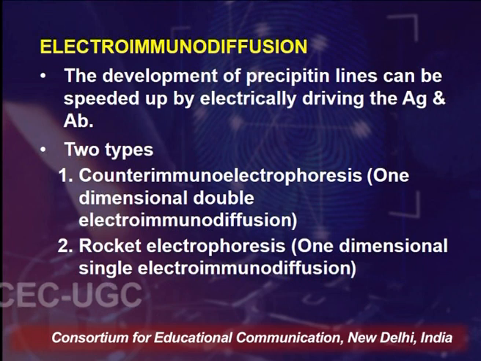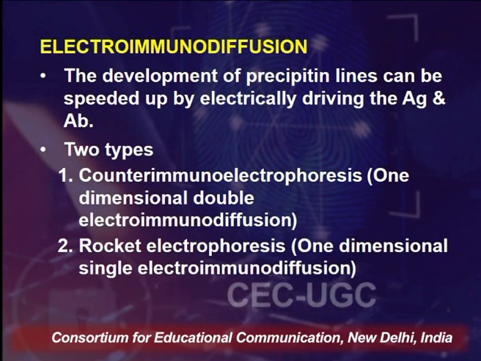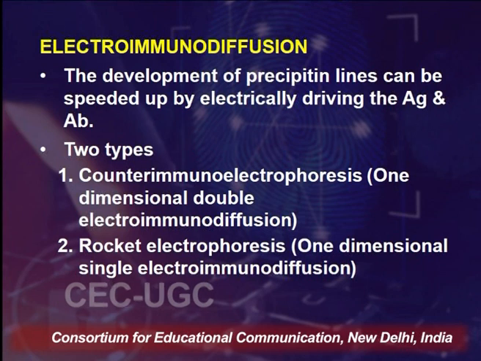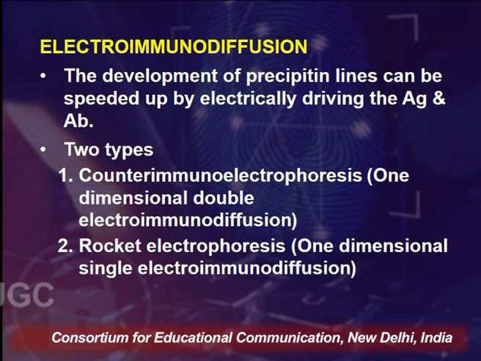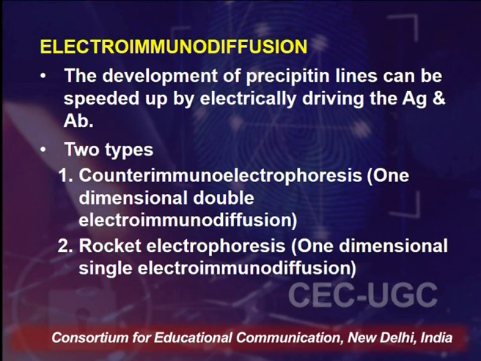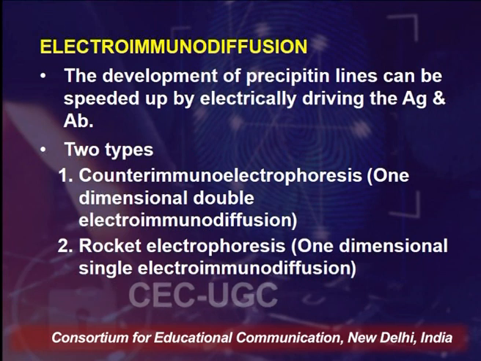So, electroimmunodiffusion is the development of precipitin lines which can be speeded up by electrically driving the antigen and antibodies. We have two types of electroimmunodiffusion: counter immunoelectrophoresis, which is one dimensional double electroimmunodiffusion, and rocket electrophoresis, which is one dimensional single electroimmunodiffusion. Whenever we have to speed up the process of immunodiffusion, we can do so by applying electrical devices. So, there are two types of these electrophoresis. One is counter immunoelectrophoresis and the other one is rocket electrophoresis.